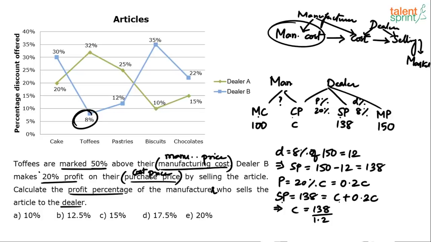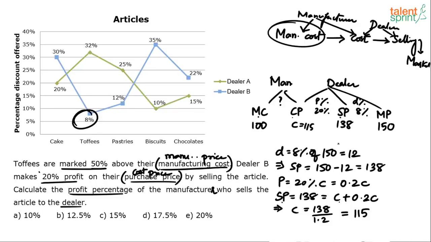So how much is C now? 138 divided by 1.2, right? If you take 115, 20% of it is 23. 115 plus 23 is 138. Correct. So cost price comes out to be 115. Calculation is your lookout. I'm sure you can do the calculation, right? 138 has to be divided by 1.2, that gives 115. So we have found the cost price, 115.